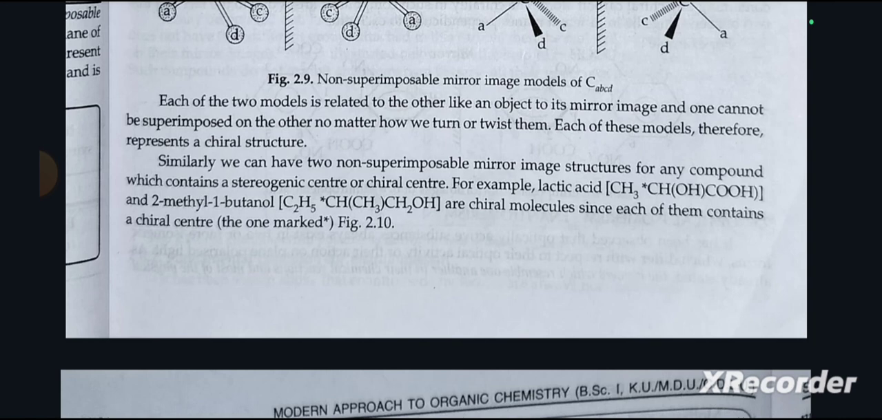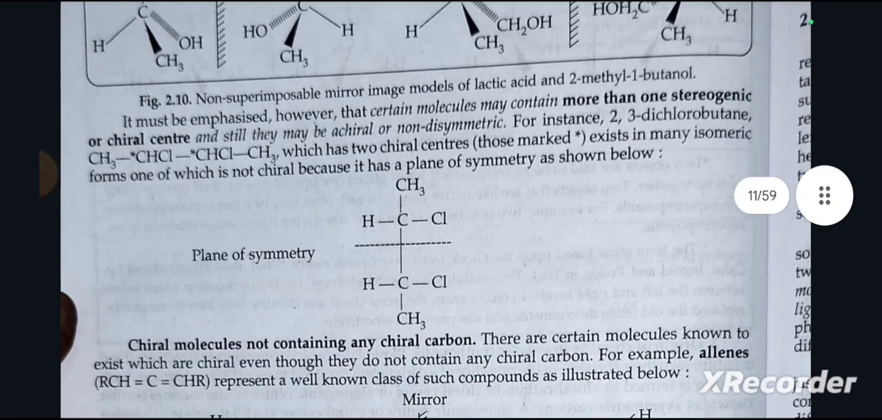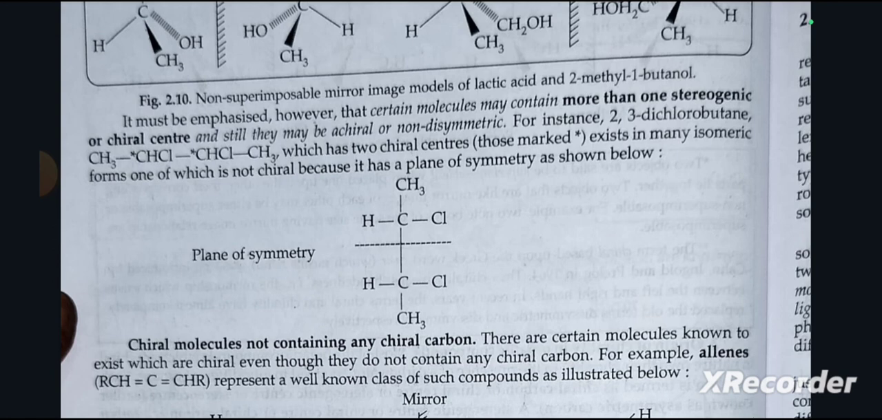center. For example, lactic acid, CH3*CHOHCOOH, and 2-methyl-1-butanol, C2H5*CH(CH3)CH2OH, are chiral molecules, since each of them contains a chiral center, the one marked with a star. Figure 2.10: non-superimposable mirror image models of lactic acid and 2-methyl-1-butanol.